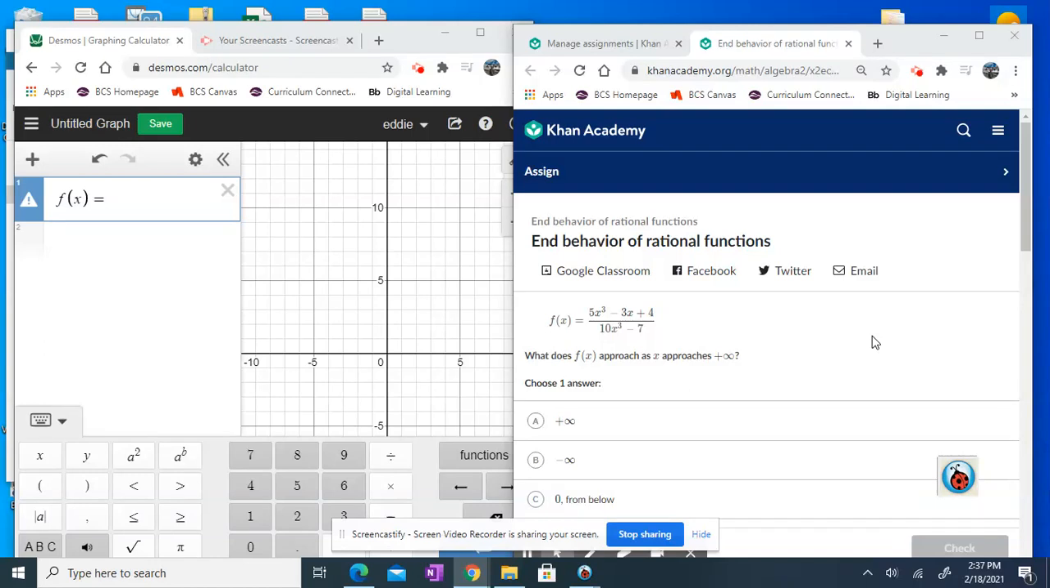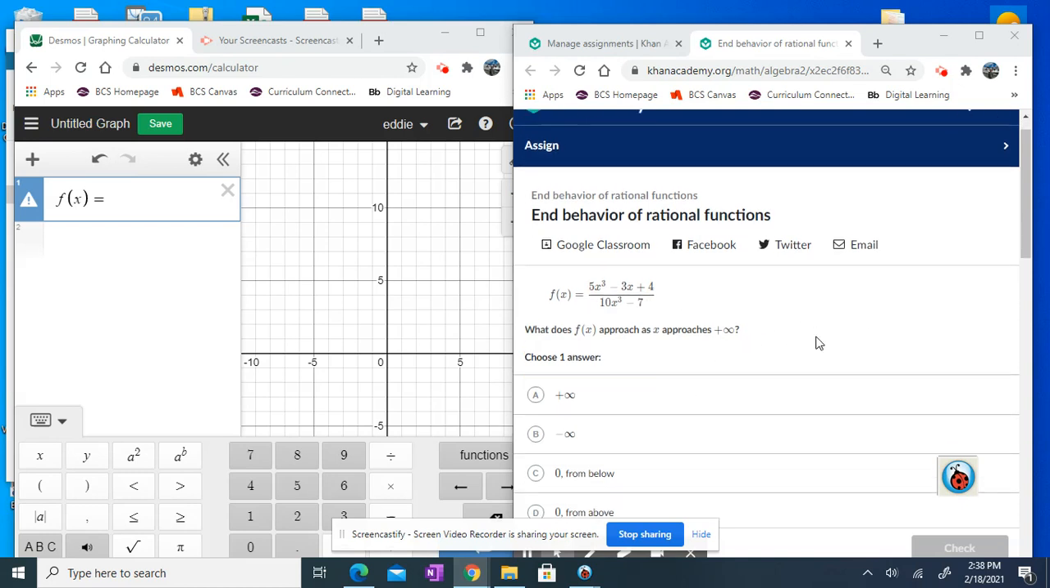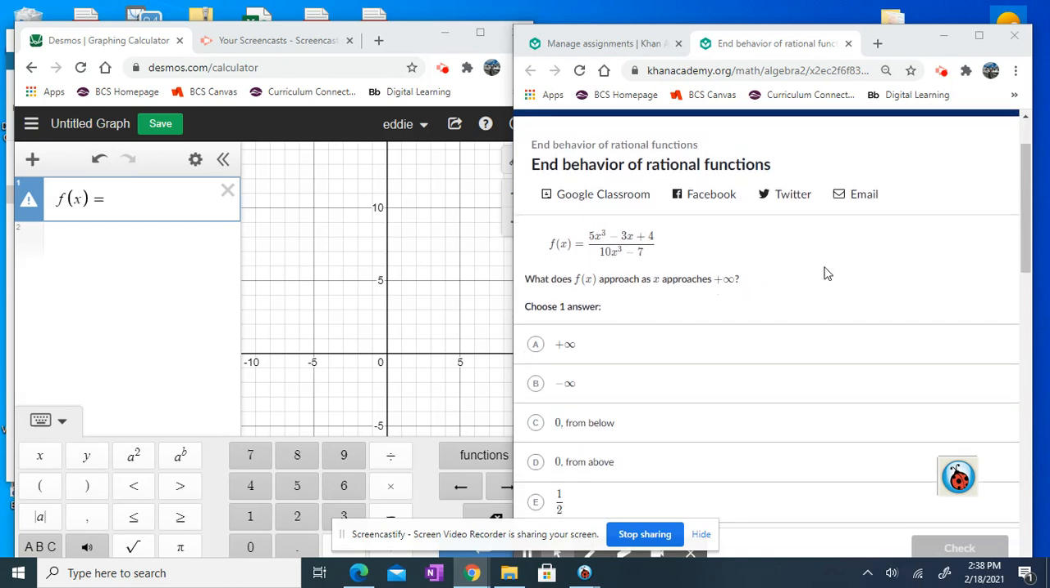Hey everybody, this video is about the Khan Academy assignment on the behavior of rational functions. We're going to use Desmos and look at these functions, and the questions are all about what happens to the function as x goes to negative infinity, or as x goes to positive infinity. So the question here is, what does f of x approach as x approaches positive infinity?